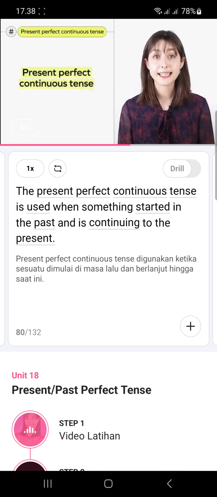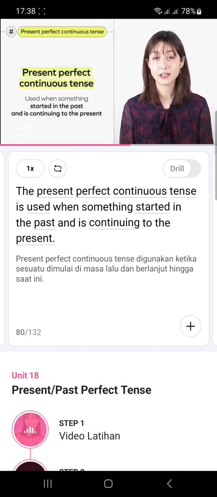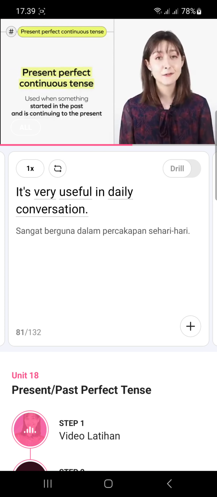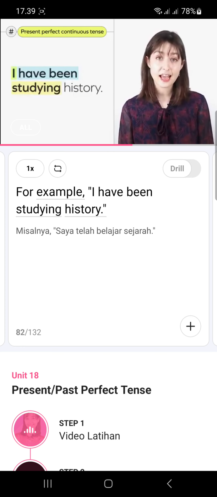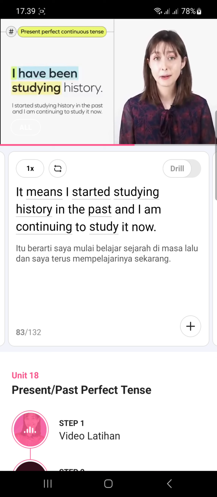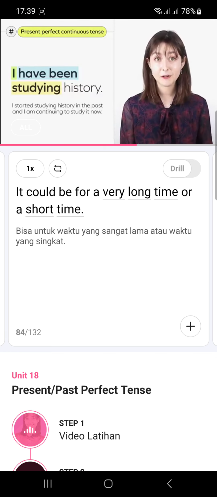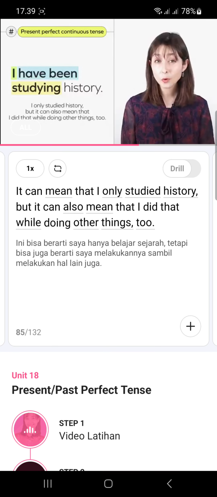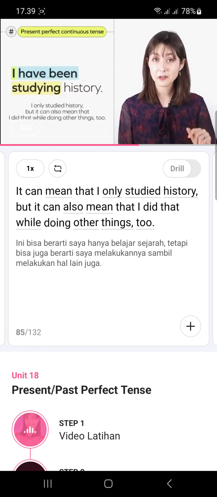The present perfect continuous tense is used when something started in the past and is continuing to the present. It's very useful in daily conversation. For example, I have been studying history. It means I started studying history in the past and I am continuing to study it now. It could be for a very long time or a short time. It can mean that I only studied history, but it can also mean that I did that while doing other things too.